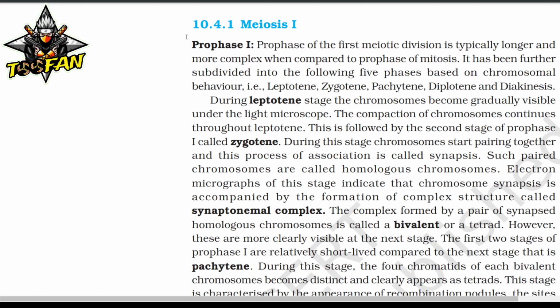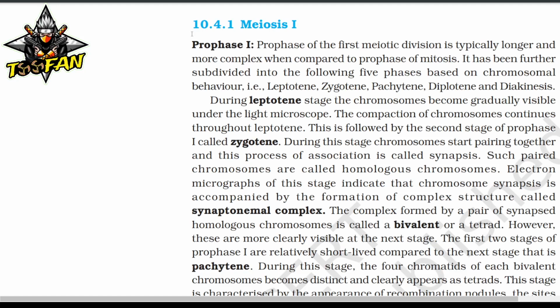This is followed by the second stage of prophase 1 called zygotene. During this stage, chromosomes start pairing together and this process of association is called synapsis. Such paired chromosomes are called homologous chromosomes, and electron micrographs of this stage indicate that chromosome synapsis is accompanied by the formation of a complex structure called the synaptonemal complex. The complex formed by a pair of synapsed homologous chromosomes is called a bivalent or tetrad. However, these are more clearly visible at the next stage.